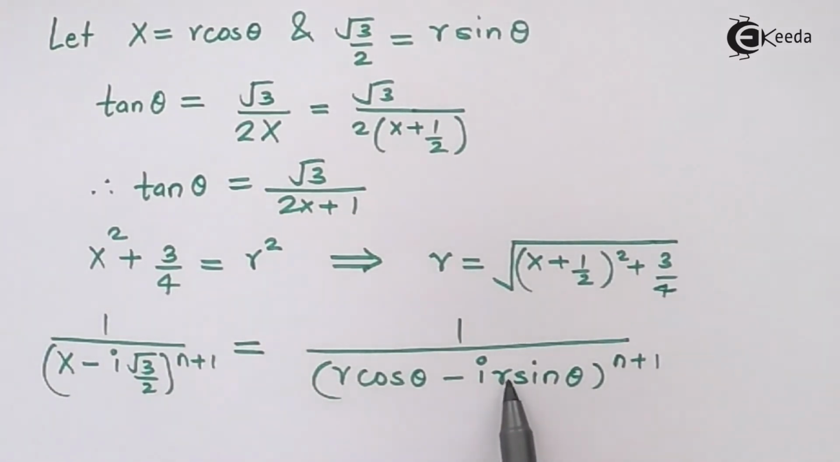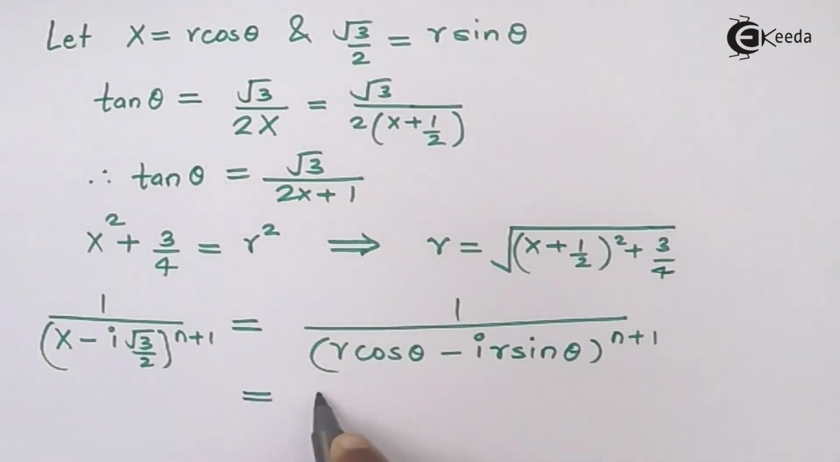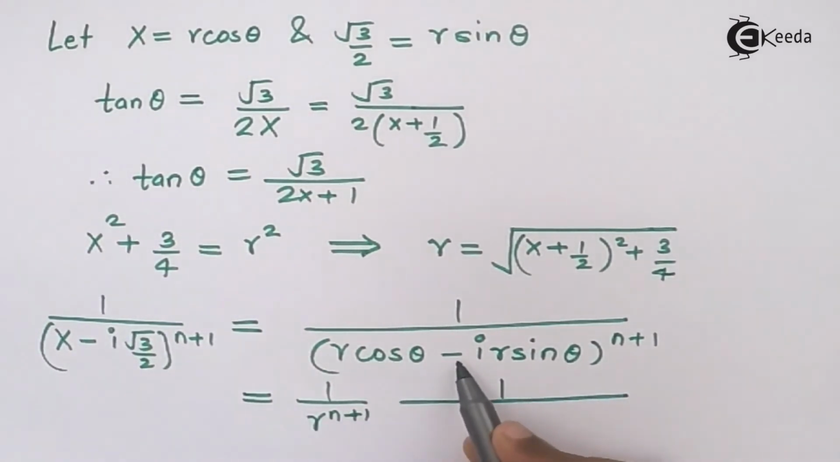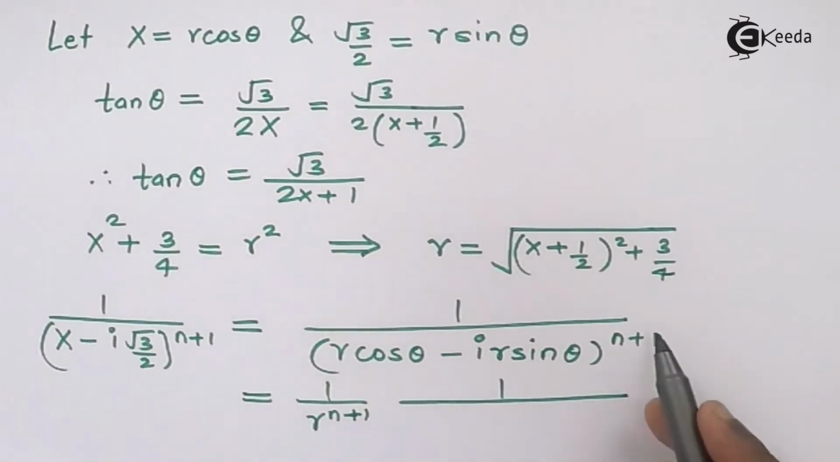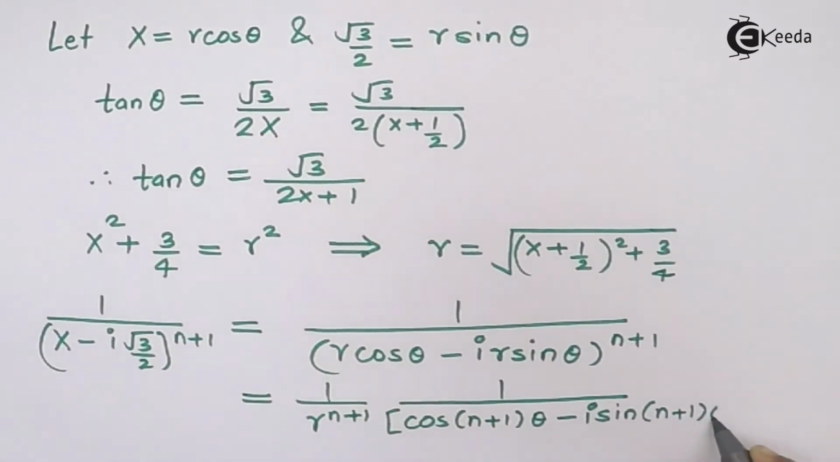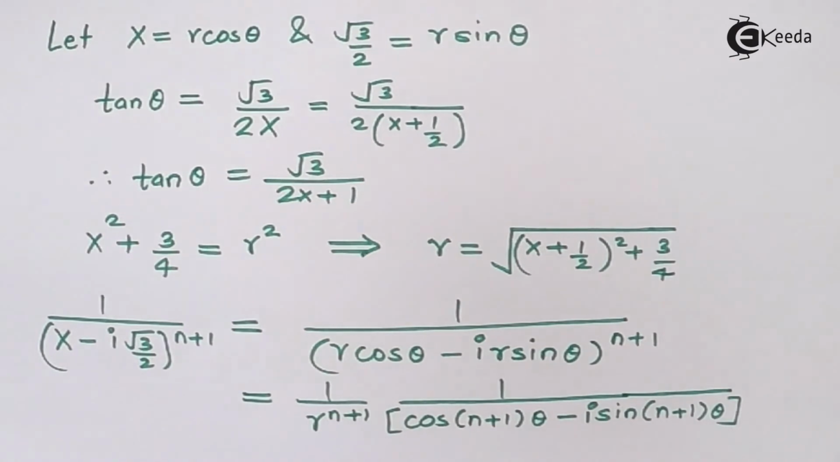Now r is common and we have power n plus 1, so we will get r raised to n plus 1 outside. So here I'll say it is 1 upon r raised to n plus 1. Next we have cos theta minus i sin theta in the bracket raised to n plus 1, and now I will apply De Moivre's theorem, by which I will take this power inside, so that this will become cos of n plus 1 theta minus i sin n plus 1 theta. Next, I'll take this in the numerator, or you can say I'll take the complex conjugate of this term and multiply in numerator and denominator.